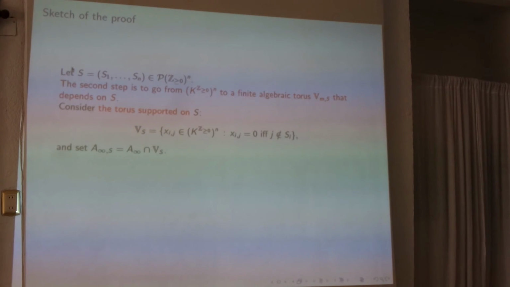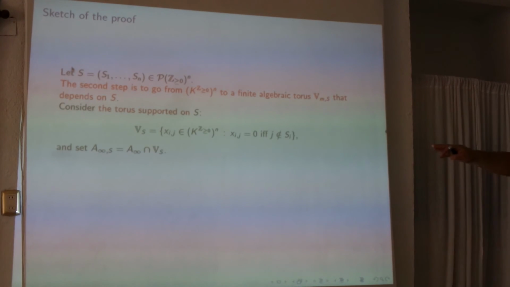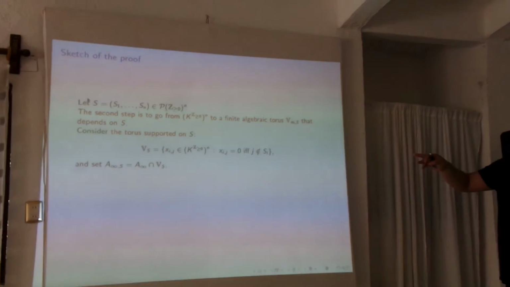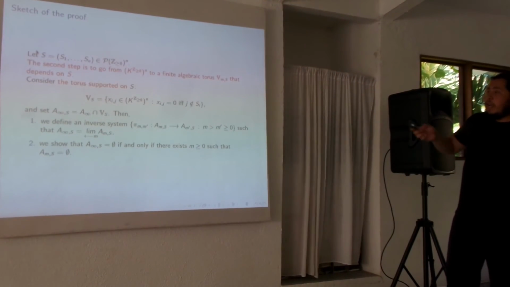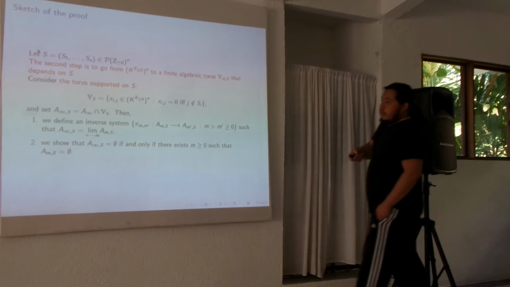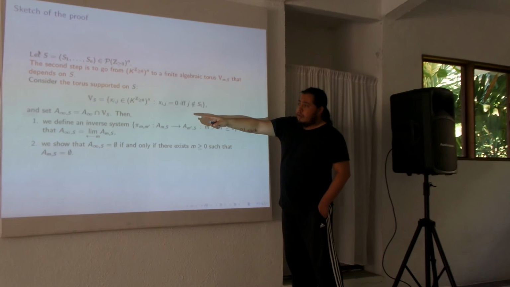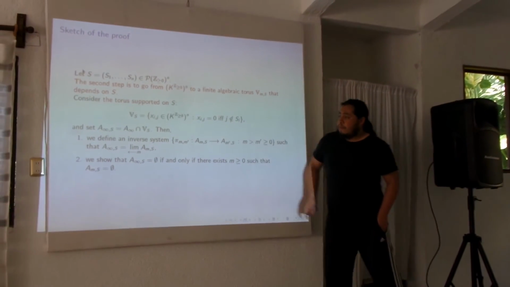So we consider the torus supported on S. I am just keeping the coordinates that appear on S, and I am factoring by the coordinates that do not appear in S. And I intersect the previous set of solutions with this infinite torus. Then once again I can define an inverse system such that this set of solutions in the torus is going to be the inverse limit of these jet spaces.